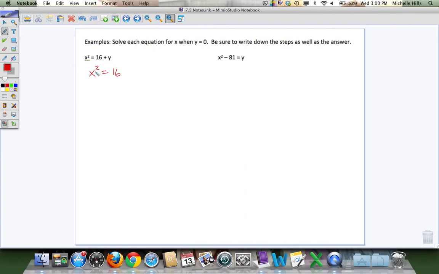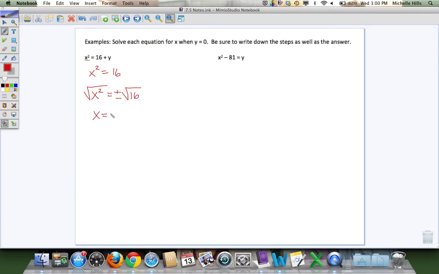I want to undo the square. The inverse operation of a square is a square root. So I have to square root that side so that I can just get x. But I can't do something to one side of the equation without doing it to the other side, so I also have to square root the 16. I need to remember this positive and negative in front of it, though, because it says what number could I multiply by itself and get an answer of positive 16?